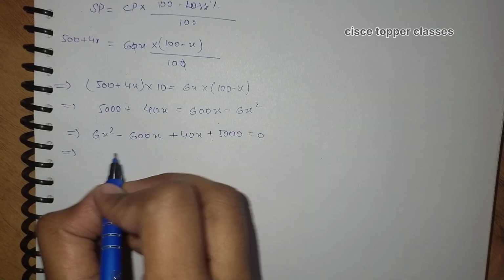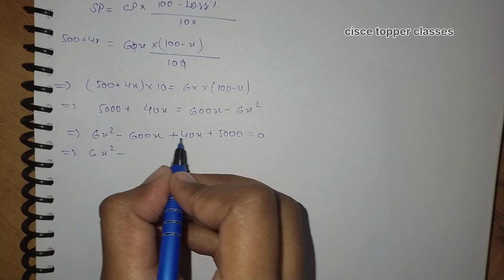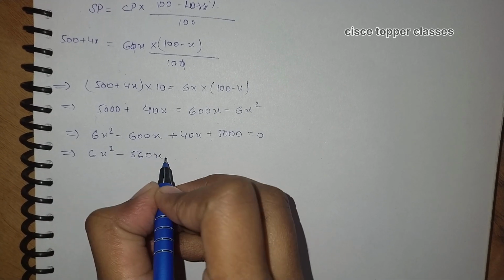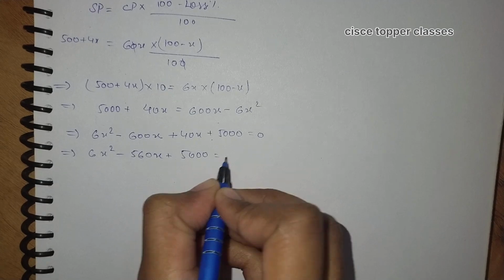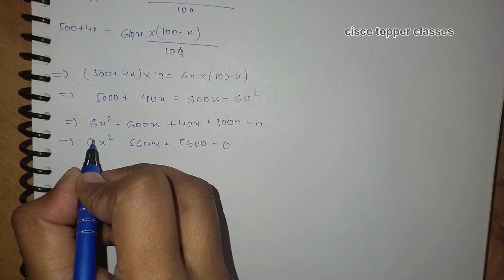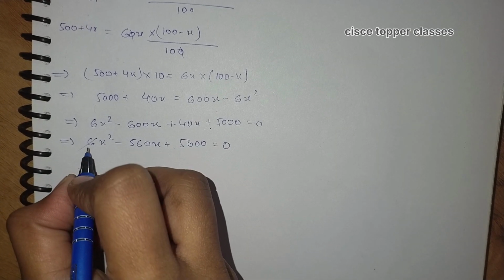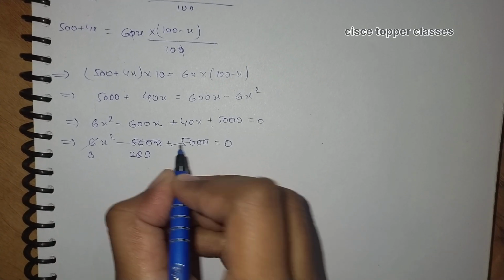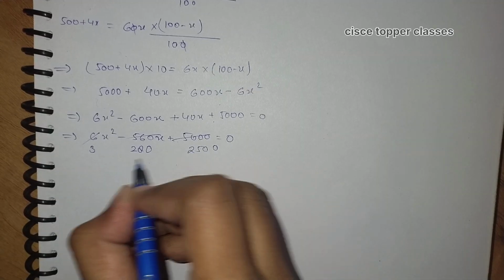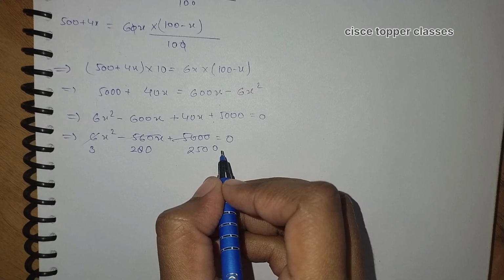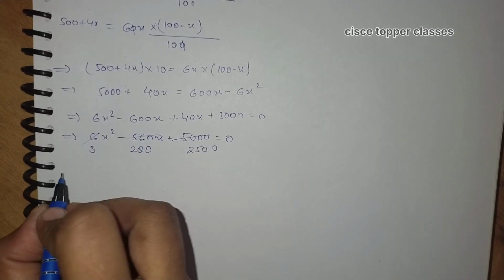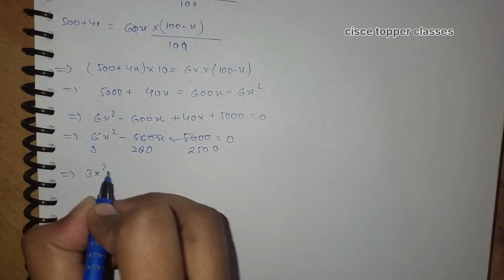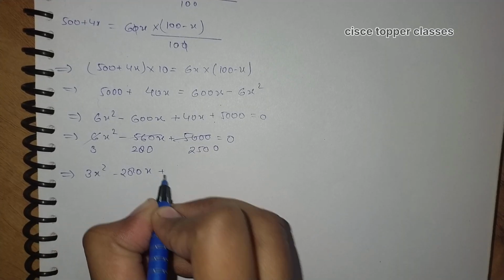So on solving again we will get 6x square, 600 minus 40 will become 560 here. So 560x plus 5000 equal to 0. Now I'll cancel out this part. By cancelling, this will be cancelled out by 2. So 3, then after that 280, again here 2, 2500. Now we can cancel out this part with 3. Or now we will not cancel out this part. It will become 3x square minus 280x plus 2500.